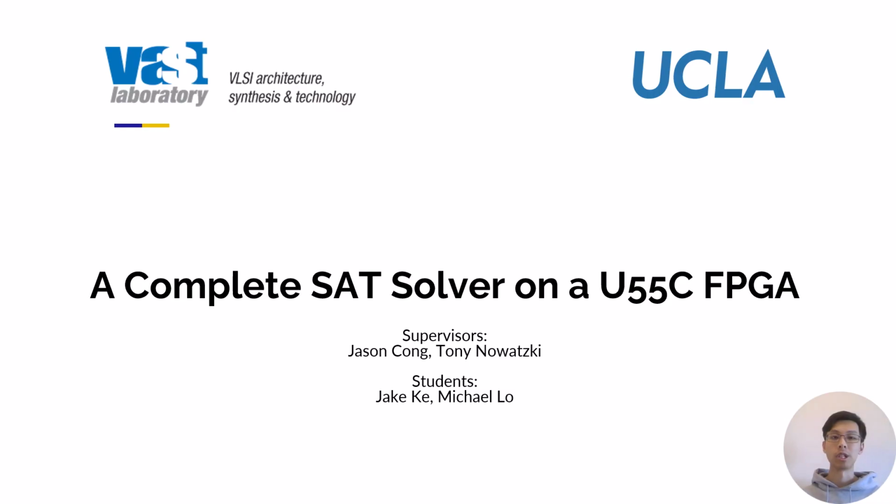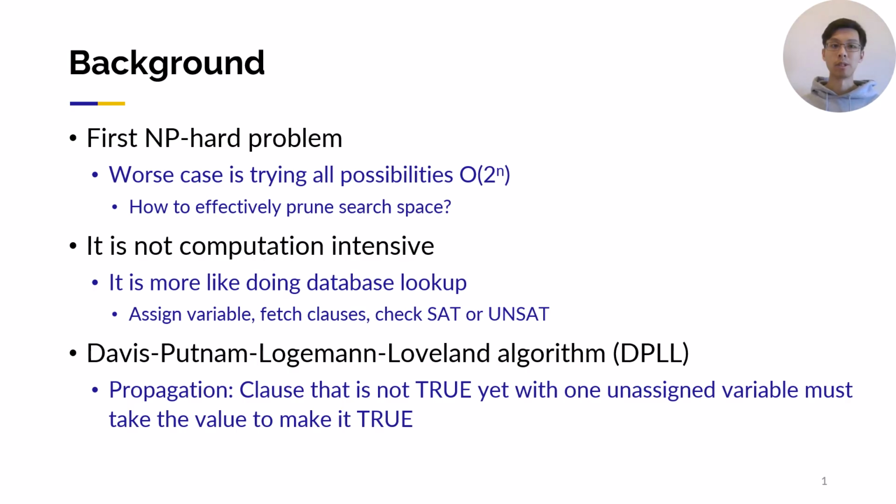Boolean satisfiability is the first NP-hard problem. This means that the worst case to solving a SAT instance is to try all 2 to the n possibilities. SAT solving is not computationally intensive as there are no math operations involved. Instead, it is more like doing database lookup. An assignment is made and clauses that are affected are checked whether they become SAT or UNSAT.